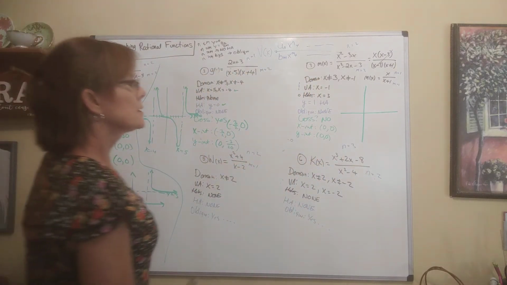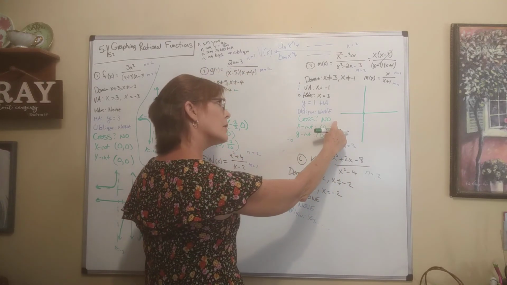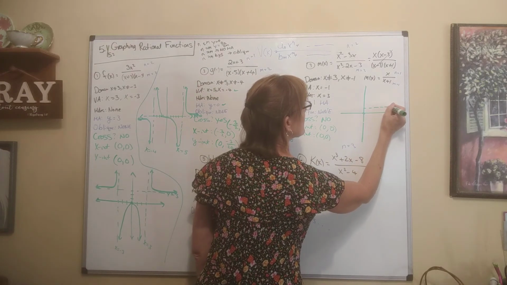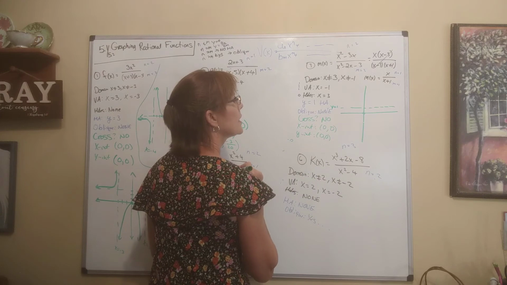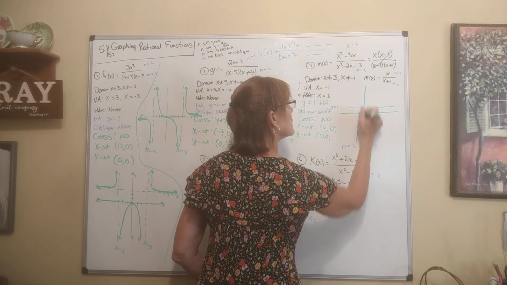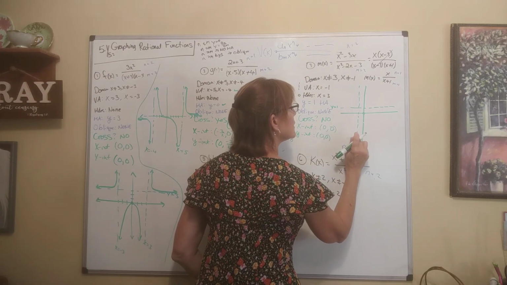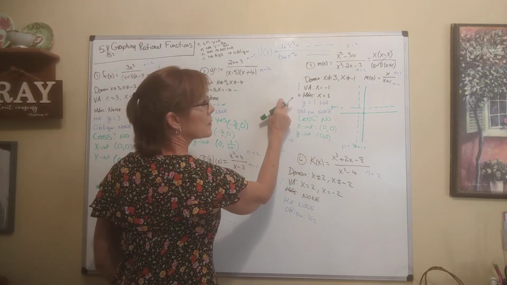Number 3. Alrighty, what have we got here? 0, 0. Does it cross? No. Is there oblique? No. Is there horizontal? Y is 1. Yep. Is there a vertical asymptote? X is negative 1 is my vertical. Okay. Oh, and there's a hole I got to remember to put in at the end.